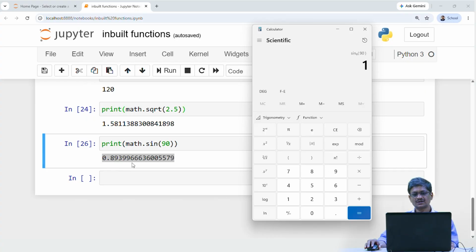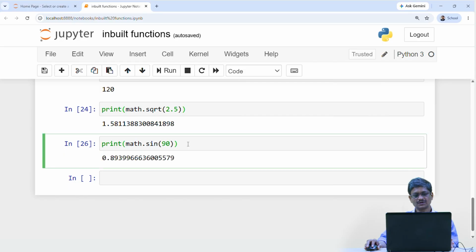The only reason this is happening is the unit of angle. Right now in this calculator you can see the unit of angle is degree. But now if I change this to radians, and now if I type 90 and then calculate the sine, see I am getting the same answer. So the meaning is, using Python, whatever angles you are giving should be given in radians, not in degrees. So this can be done for cos also.